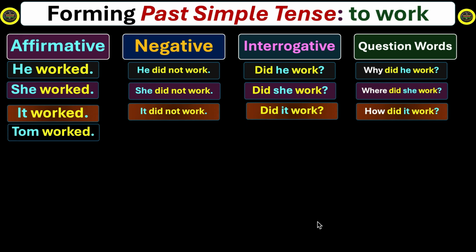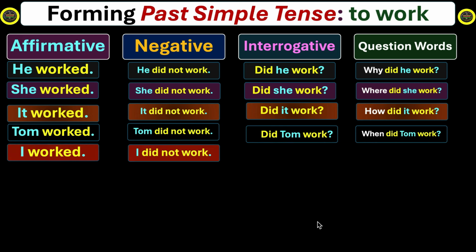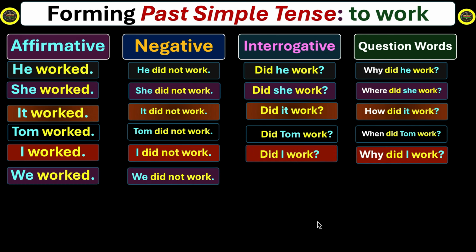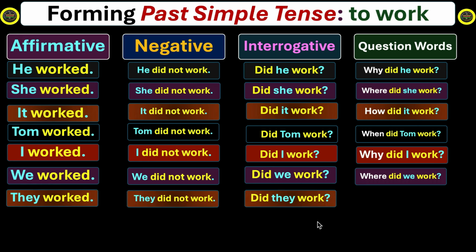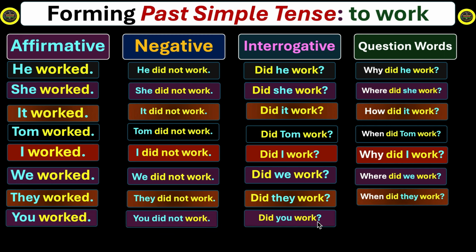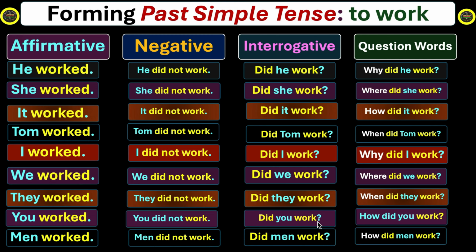Now with singular noun. Tom worked. Tom did not work. Did Tom work? When did Tom work? I worked. I did not work. Did I work? Why did I work? We continue our discussion. We worked. We did not work. Did we work? Where did we work? They worked. They did not work. Did they work? When did they work? You worked. You did not work. Did you work? How did you work? Men worked. Men did not work. Did men work? How did men work?